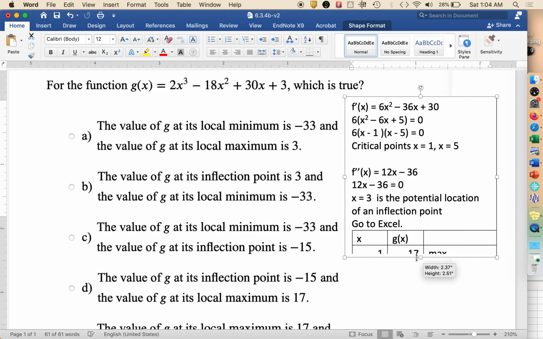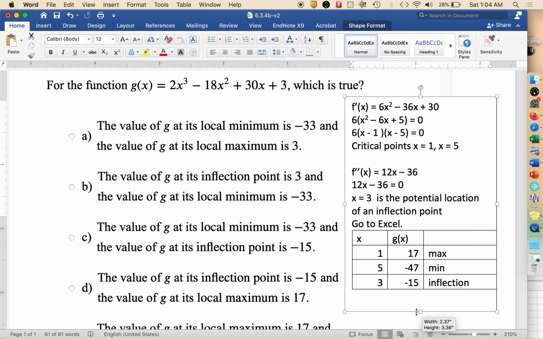Okay, so just to kind of write that all down here, we've got the min, we've got the max, we've got the inflection point. We're just looking for the g values because that's what the statements say. So I can tell that choice D says the value of g at its inflection point is negative 15. That is what we got. And the value of g at the maximum, local and relative mean the same thing, that's 17. Okay, so this one's going to be choice D.